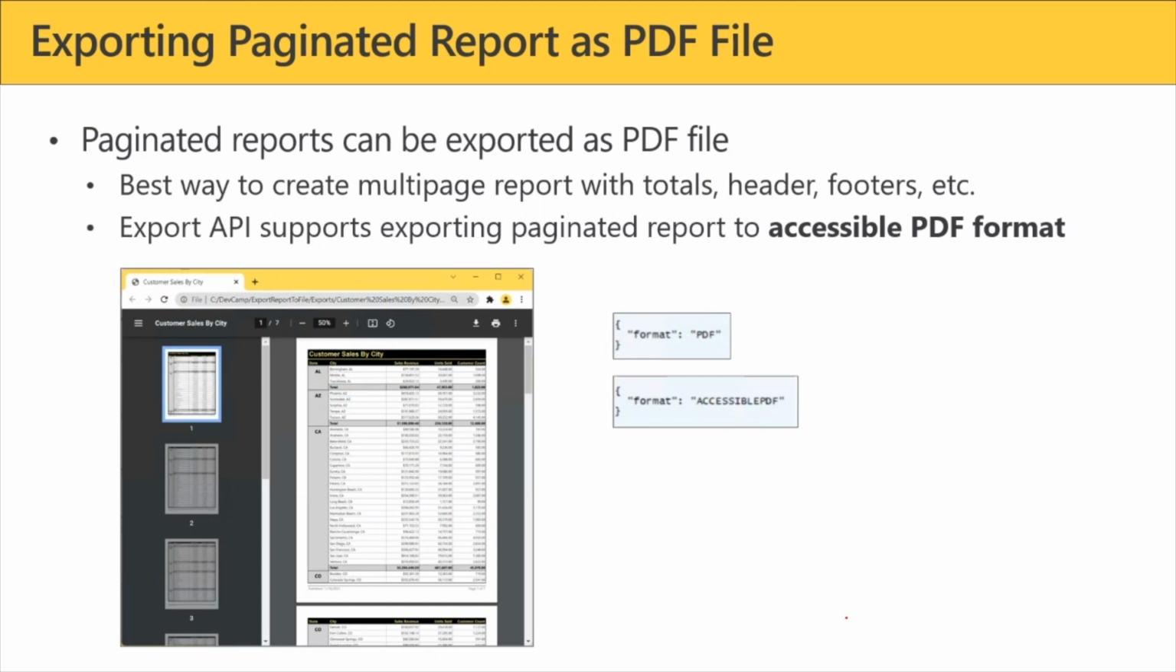Now, we also have PDF, and Paginated Reports, unlike Power BI Reports, have a second option where you can generate your report as an accessible PDF. You can compare the two. You'll see there are some differences, but if you have higher requirements for meeting accessibility, that is definitely a good option.